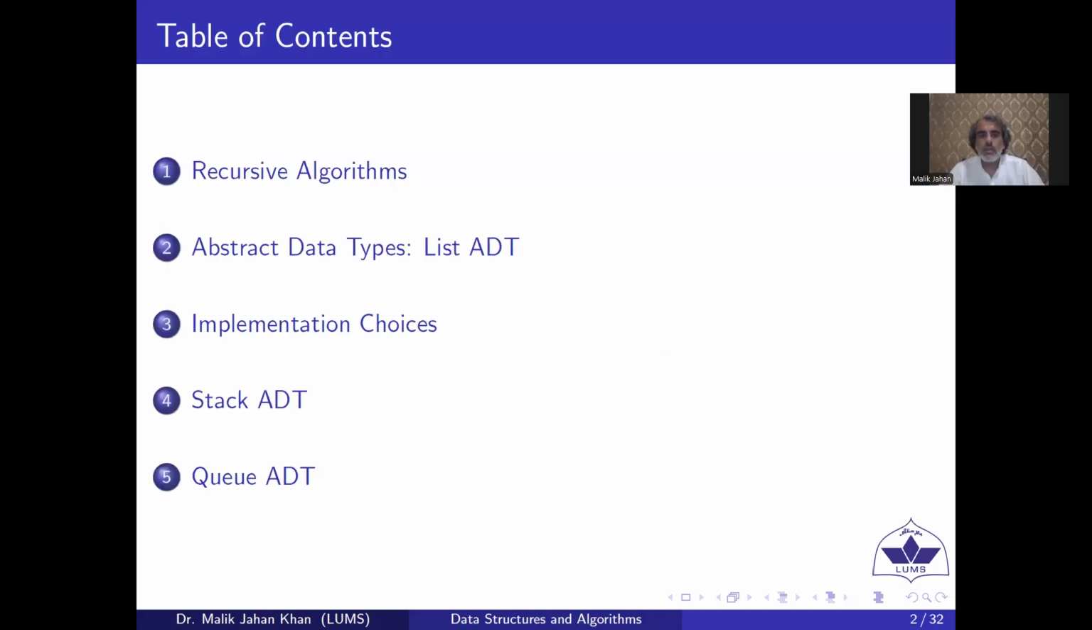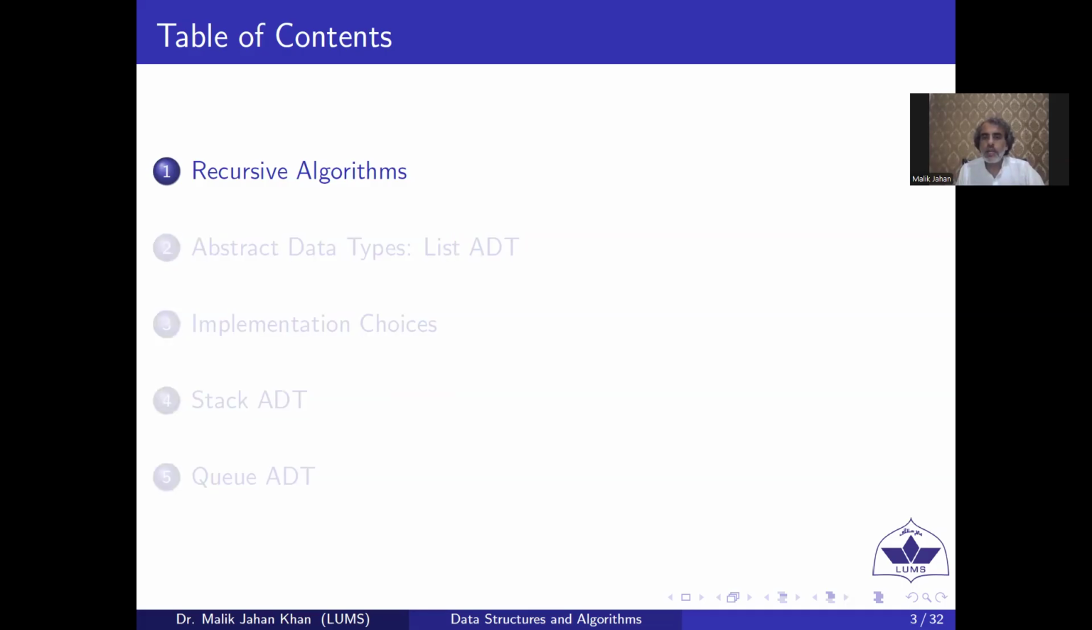So in this session, we'll be talking about algorithms, more specifically recursive algorithms. Then we will get to the crux of data structures. We'll study our first formal data structure, which is list abstract data type. We'll discuss its implementation choices, and we'll implement one of its critical implementation choices, that is called linked list. And then we'll talk about two more important abstract data types, stack and queue. And then we'll try to go over some other extended abstract data types which are related to the list abstract data type. So let's start with recursive algorithms.